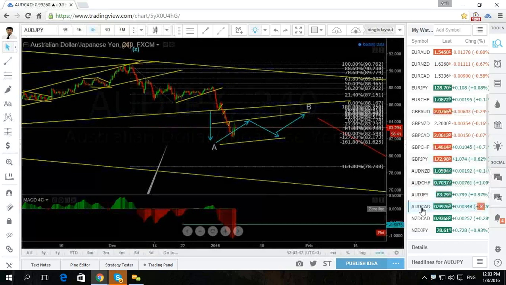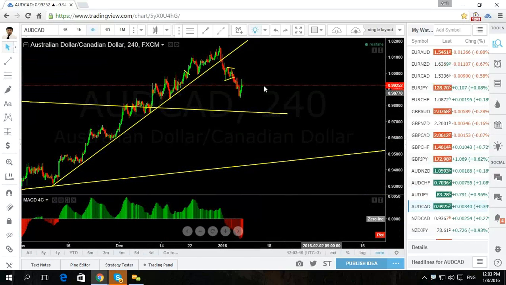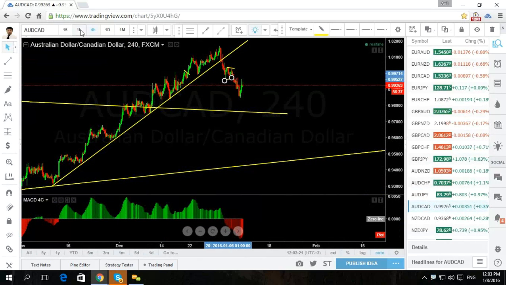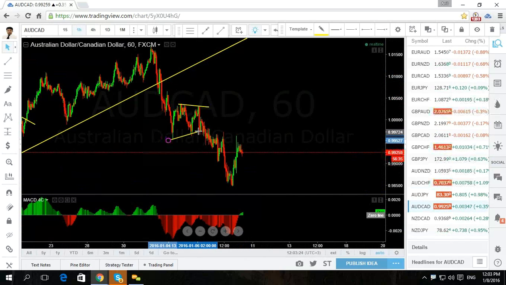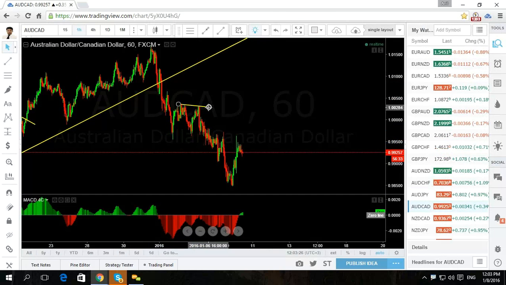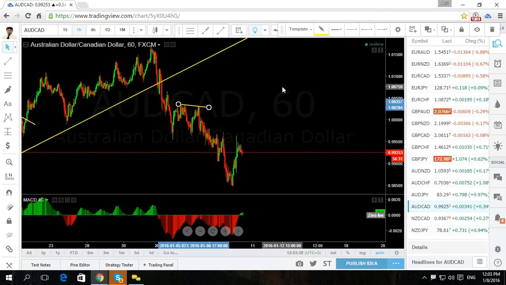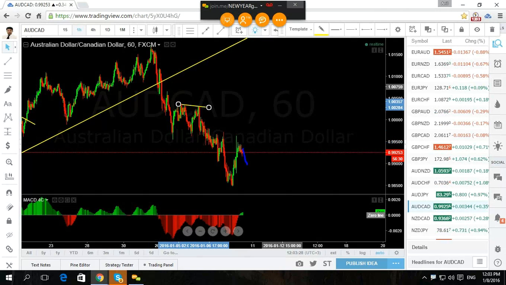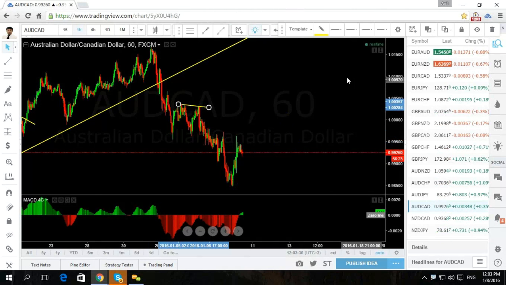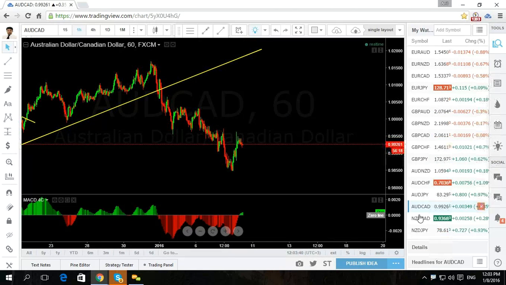Let's see. Aussie CAD. Okay, we want the deep pullback. We had a small pullback here, not the best one, to be honest. We want the deeper pullback now. So we want this deep corrective structure here, and then we would look for downside probability, right? Let's see if we're going to get that. If you don't get that, just ignore this one. It's not the best one. It's not moving very smooth.